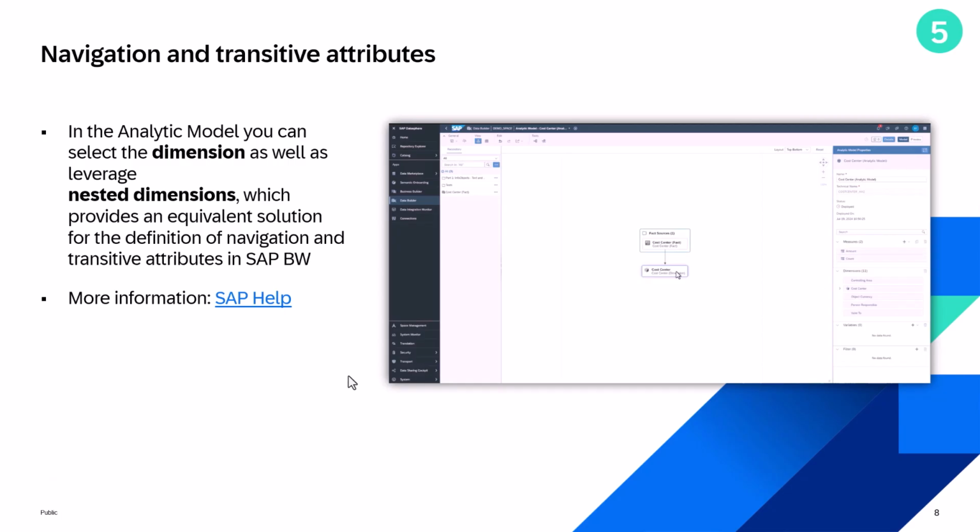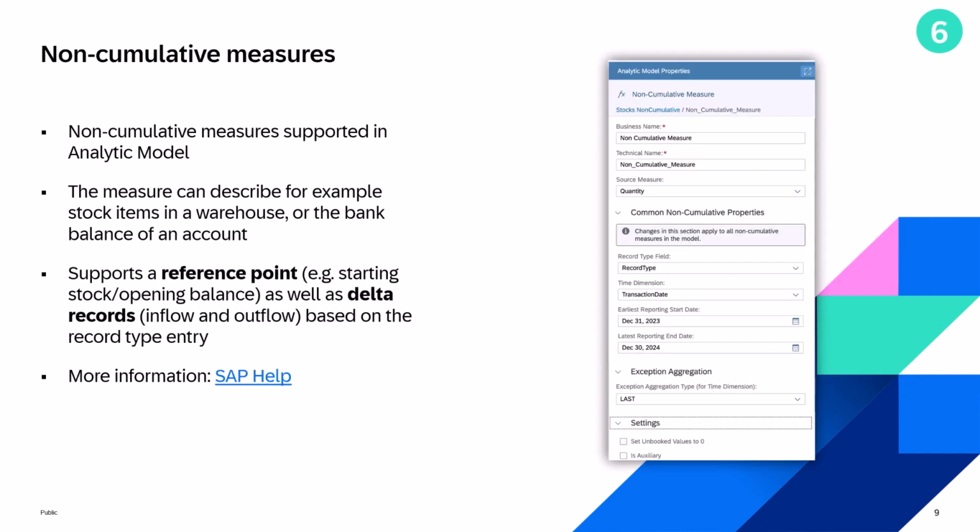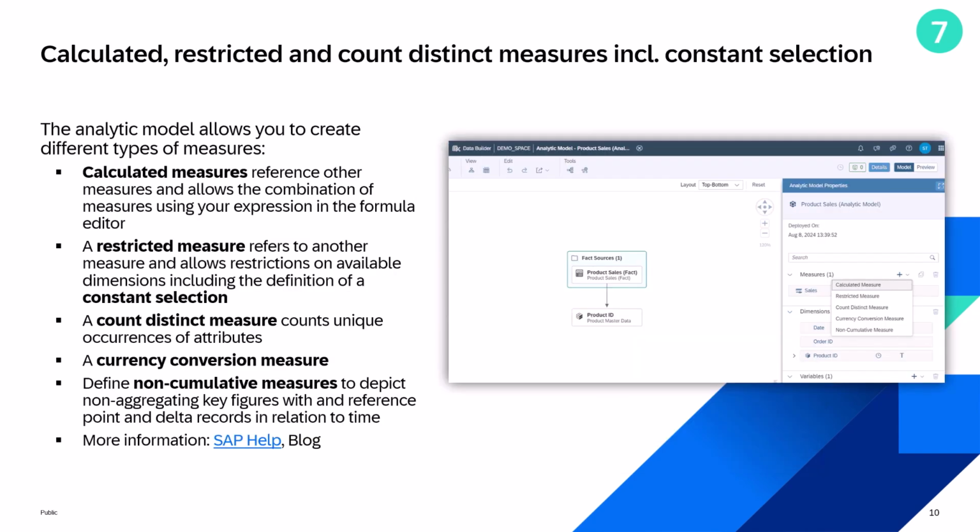All right, and that was it for the navigation and transitive attributes. Now moving forward to the non-cumulative key figures, which enable you to describe the current stock situation in your warehouse, as an example, as it appoints the reference point and delta records similar to the BW. The next chapter covers different definitions of key figures.